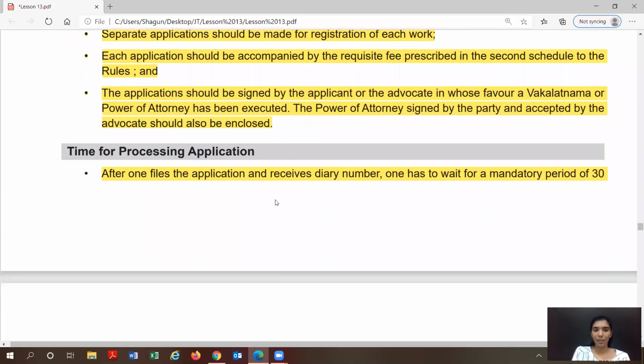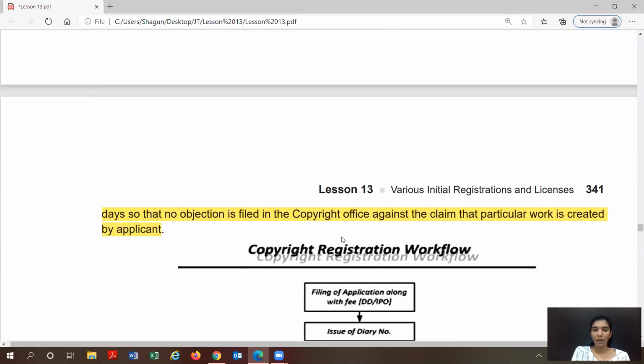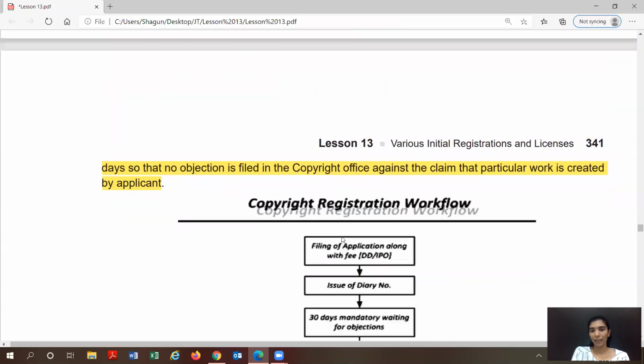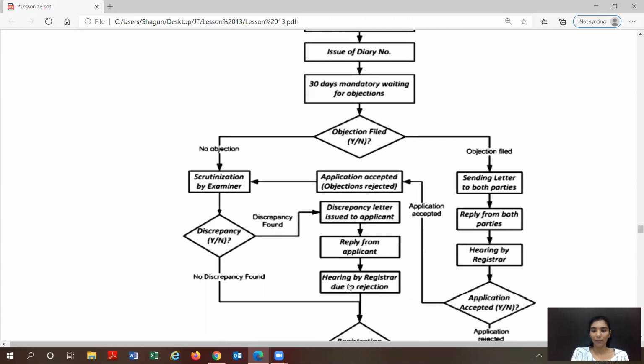Time for processing application. आपने एक बार trademark के लिए apply कर दिया, you will get a diary number and you have to mandatorily wait for 30 days, so that no objection is filed in the Copyright Office against the claim that the particular work is created by the client. So you will apply for copyright registration. For 30 days के लिए you have to wait objections के लिए. अगर objection receive होता है, you have to reply for the objections.